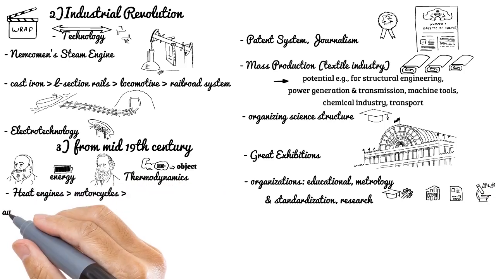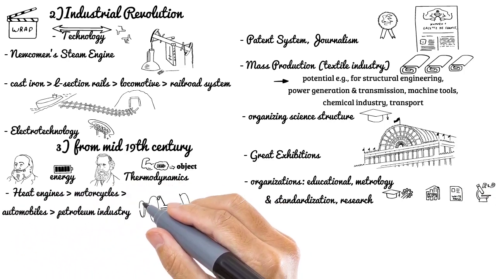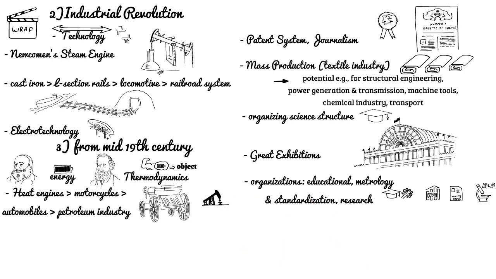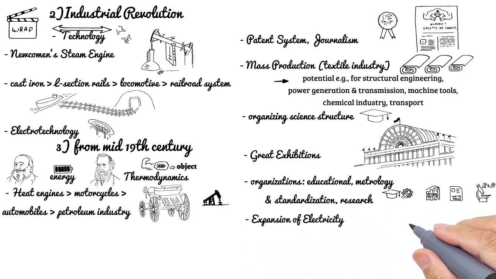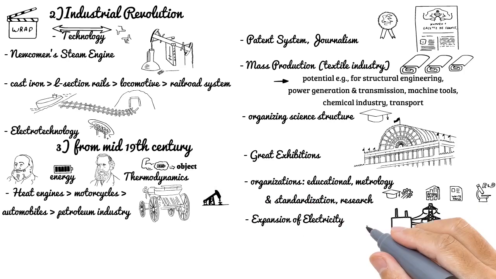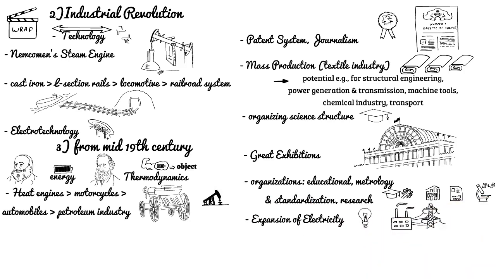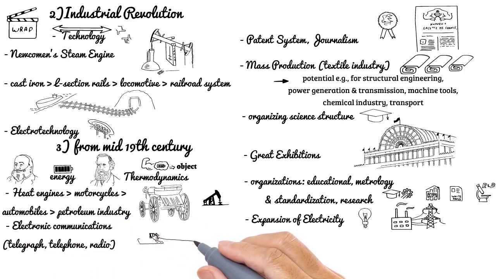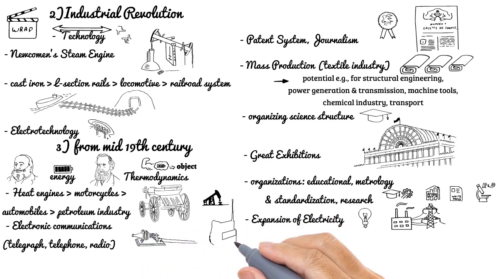Heat gas engines, motorcycles, automobiles, petroleum industries appeared and were on the rise. Expansion of electricity with the invention of the incandescent bulb and the electricity consumer, which led to generating, distributing and selling electricity to the public. Electronic communications with the telegraph network, Graham Bell's telephone, Guglielmo Marconi's radio.